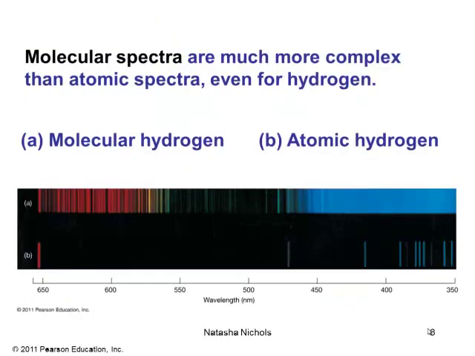So molecular spectra are much more complex than atomic spectra, even for hydrogen. In frame A, you see the emission spectrum of molecular hydrogen. Notice how it differs from the spectrum of the simpler atomic hydrogen illustrated in frame B.